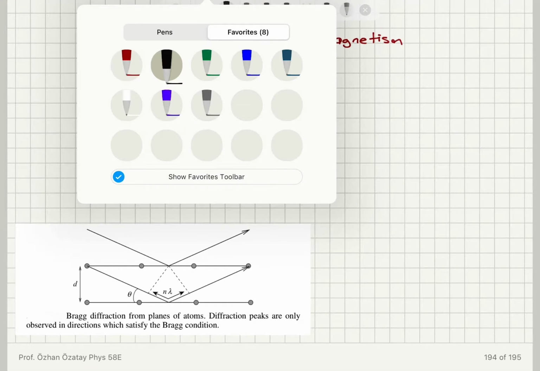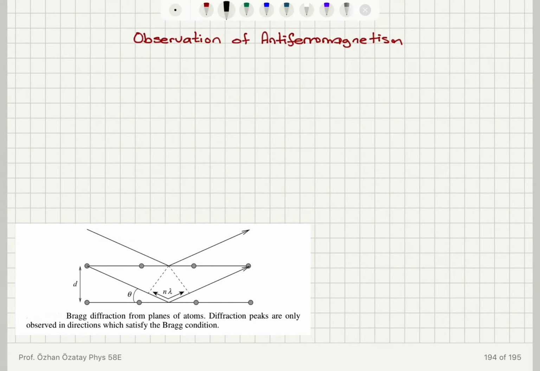Now we will talk about how we can determine the presence of antiferromagnetic order in a material. The first obvious choice is to try to see it using X-ray diffraction. So let's talk about what information we get with X-ray diffraction.